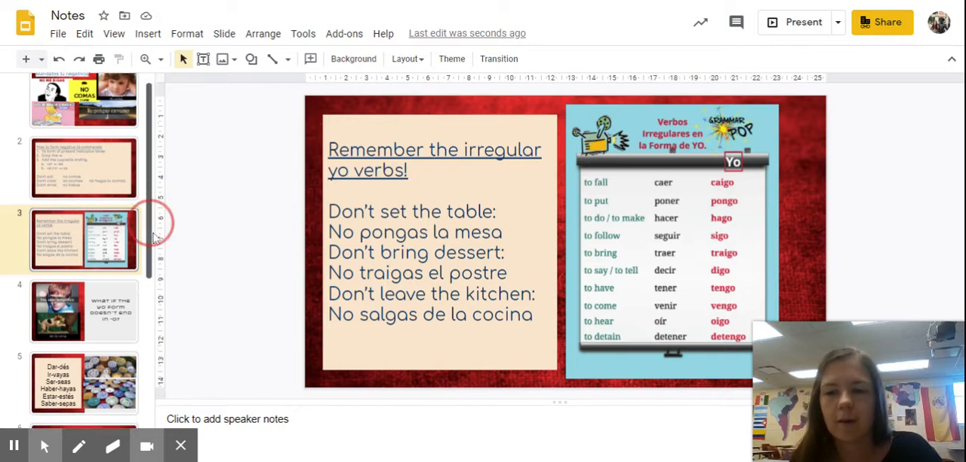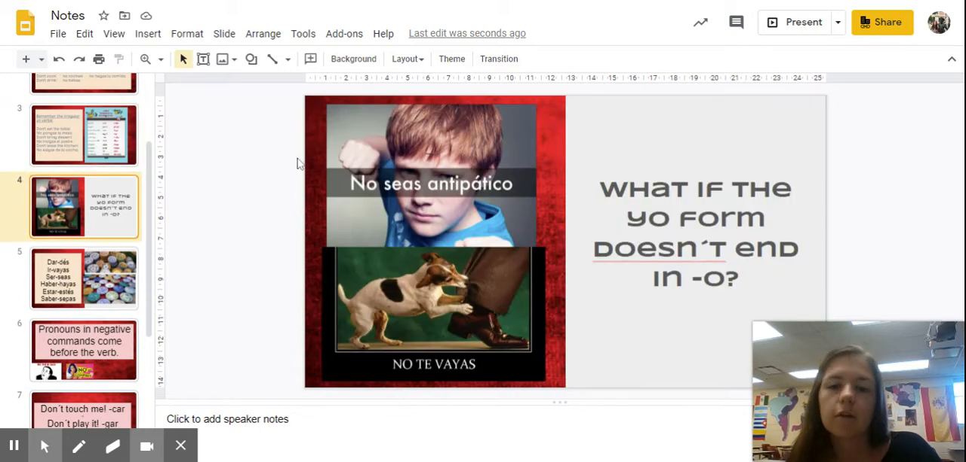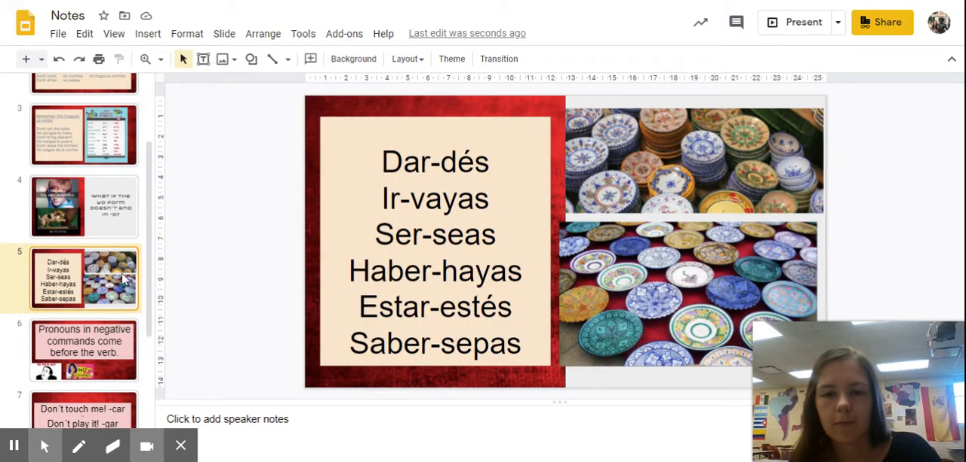So you do have to keep in mind all the irregular yo verbs when doing this. Sometimes the yo form does not end in O, and that kind of breaks the rule that we just went through. So here we have don't be mean, don't go. So to go, or I go, is voy, that does not end in O. I am, or the verb to be, ser, and the yo form is soy, that does not end in O. So here is what's going to happen with both.